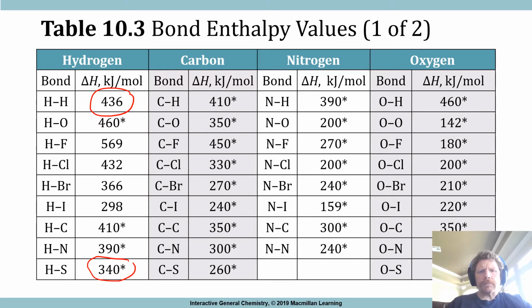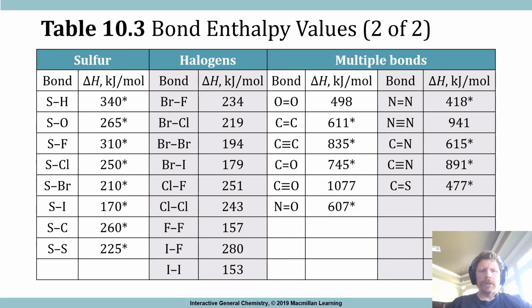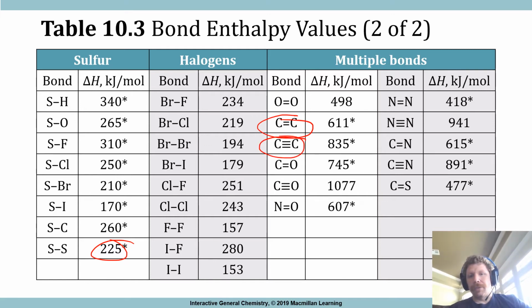And then sulfur-containing bonds, 340 all the way down to 225, and then halogens and multiple bonds. Okay, so one thing that we'll get into is multiple bonds. So carbon-carbon double bond, we can compare that with a carbon-carbon triple bond. The double bond has a bond enthalpy of 611, the triple bond is 835.